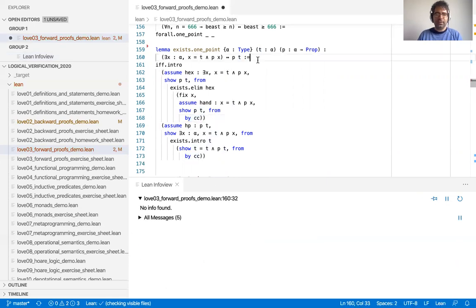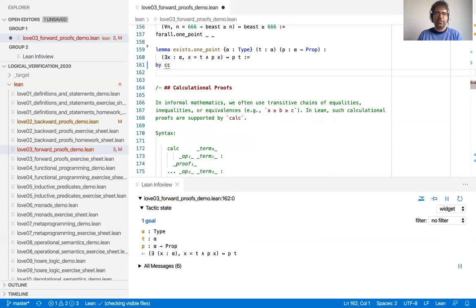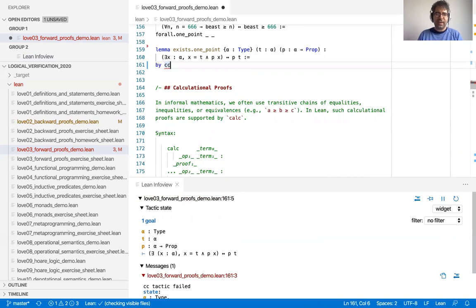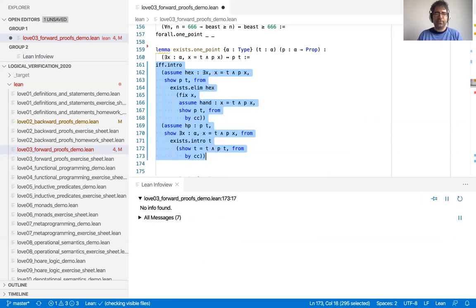This is too easy. I wonder, maybe the whole thing goes through by the congruence closure. No, it's not that powerful. Okay, I was just wondering for a moment.